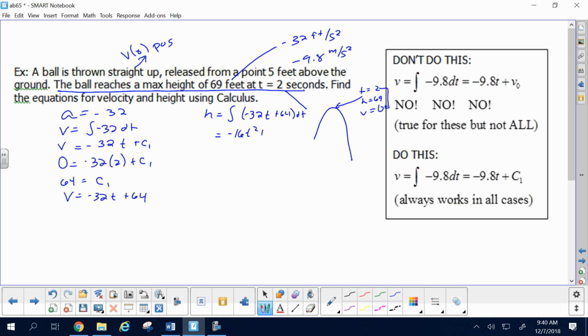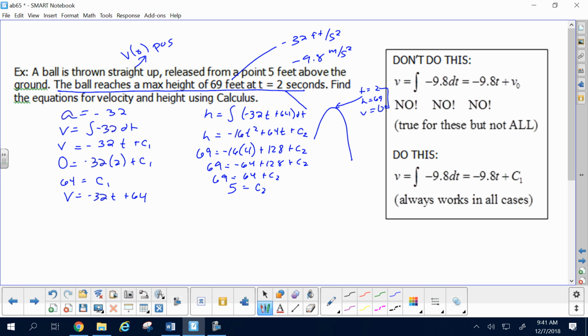What is the antiderivative for height? Negative 16t squared plus C2, okay? Now, to solve for C2, we would need a time and a height. What is the time and height condition we have to work with? 69 feet at 2 seconds. So height is 69 when t is 2. From that, we have to do a little bit of arithmetic. Oh, actually, yeah, maybe I was working too hard. So C2 is 5.